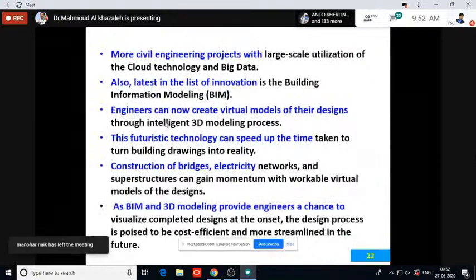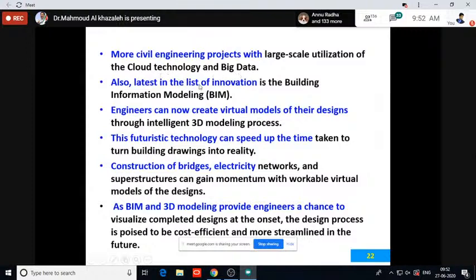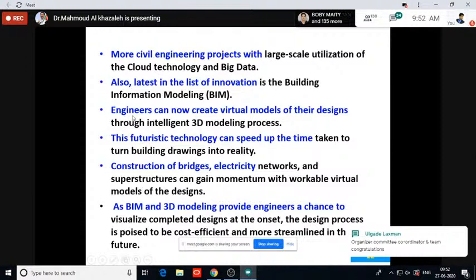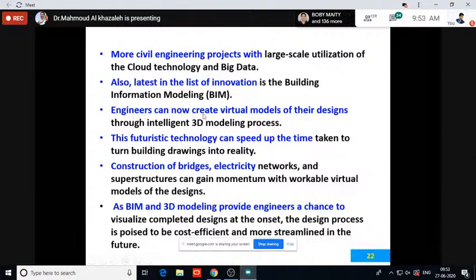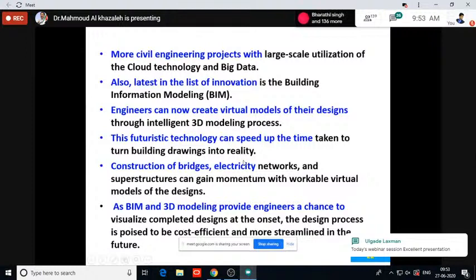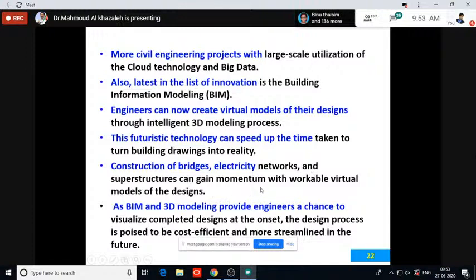More civil engineering projects on a large scale are utilizing cloud technology and big data. Today we can see big projects going on all over the world. Also, the latest in the list of innovations is building information modeling, BIM. So the future is BIM. Engineers can now create a virtual model of their design, their intelligent 3D modeling process. This futuristic technology can speed up the time taken in turning building drawings into reality. Construction of bridges, electricity networks, and superstructures can gain momentum with a workable virtual model of the design.